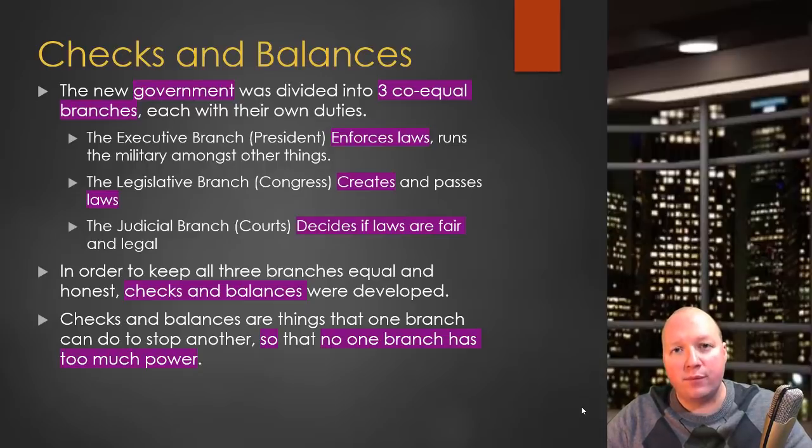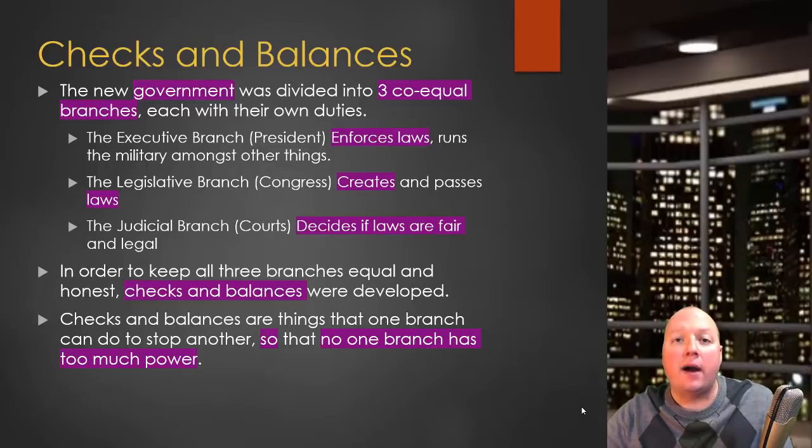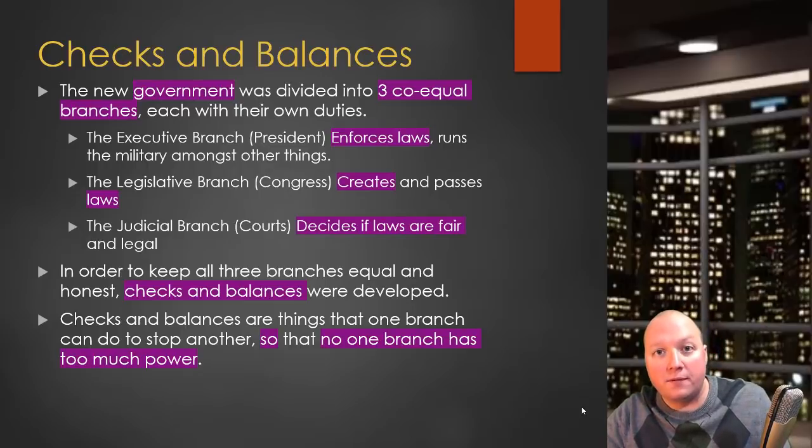Let's start with the executive branch. The executive branch is the President of the United States. Now you remember, there was no president under the Articles of Confederation, so this is a new job. So the executive branch, led by the President, is the branch of government that enforces laws, and they run the military, amongst other things. So to enforce the laws means you are the group of people that make the laws happen. So I pay taxes to the IRS, the Treasury Department. That is an executive department.